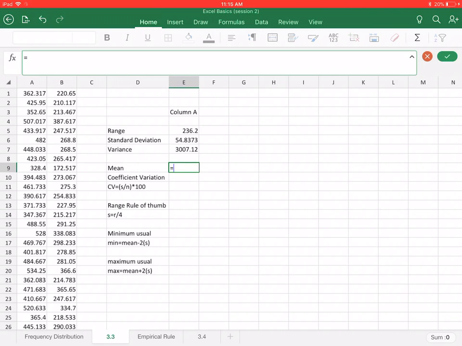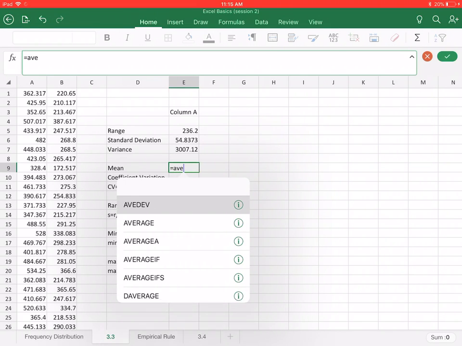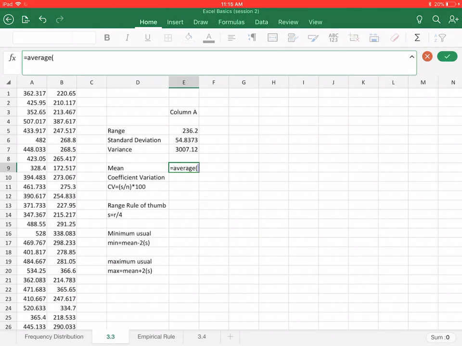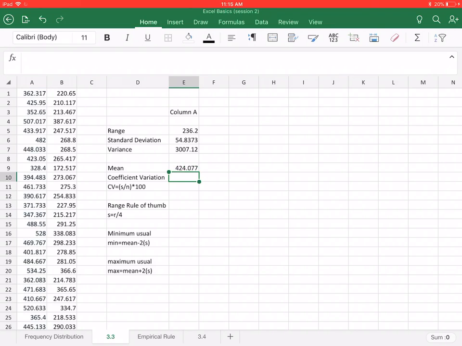So your mean is just the average. You can also do this as the sum of all of the data points divided by the count of all the data points, but we'll do the average. And just click your column again and hit enter.